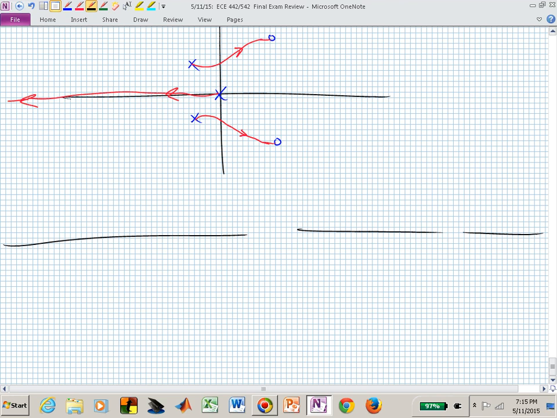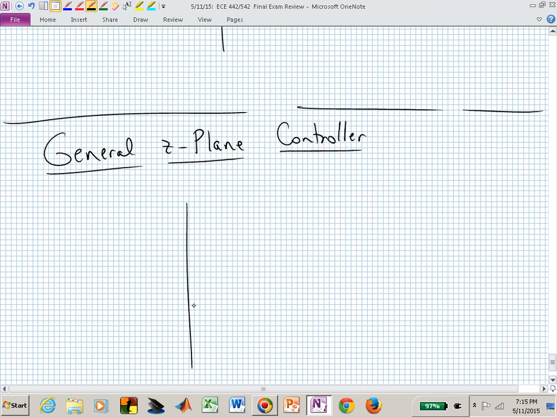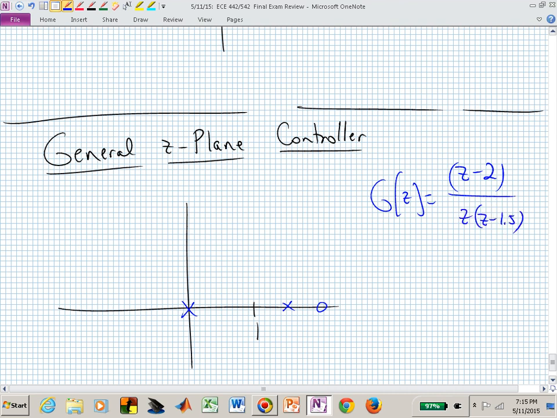Questions on root locus construction? Let me quickly go through two more things. General Z-plane controllers. By that I mean maybe you have something more like, let's say this is 1, and maybe you have a pole out here and a 0 there, and maybe you have a pole there, so that G of z looks something like that. Is that system open loop stable?